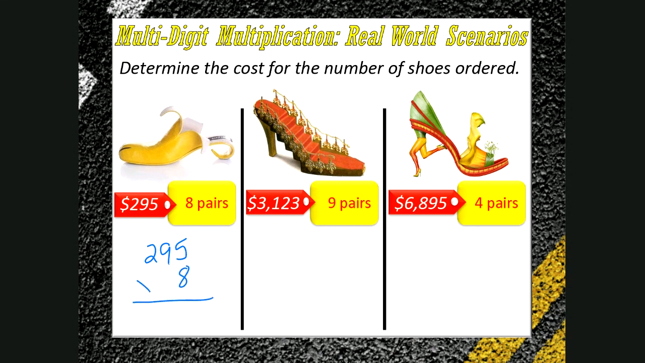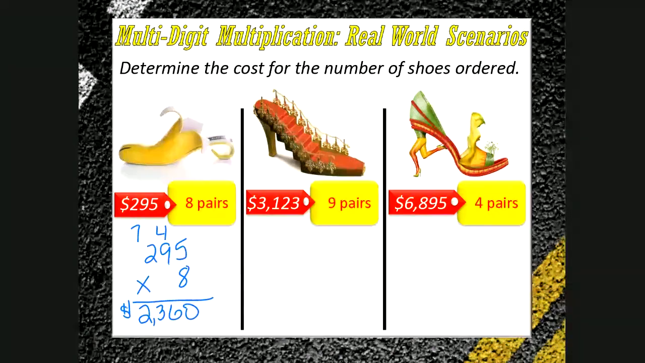8 times 5 is 40. I'm going to carry over our 4. 8 times 9 is 72, plus 4 more makes 76. We're going to carry over our 7. 8 times 2 is 16, plus 7 would be 23. So the answer would be, and remember that we're working in money, so we're going to be sure to label it money, $2,360.